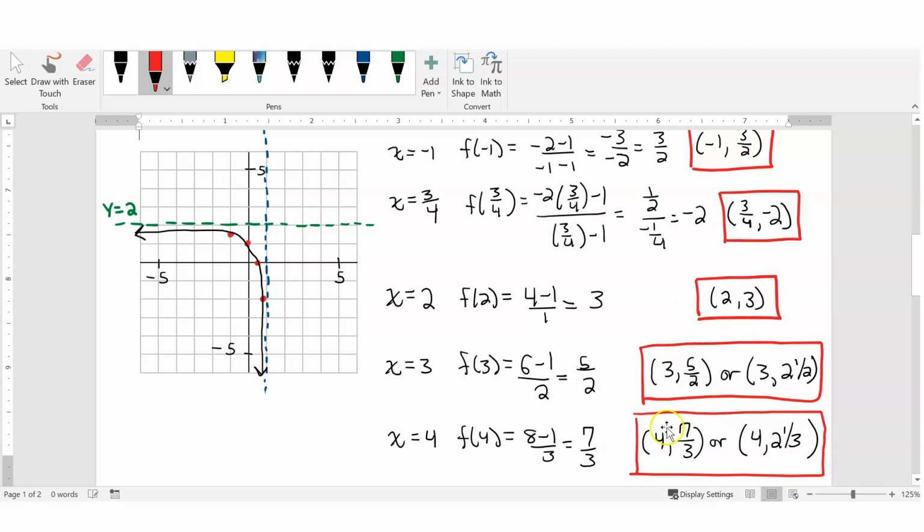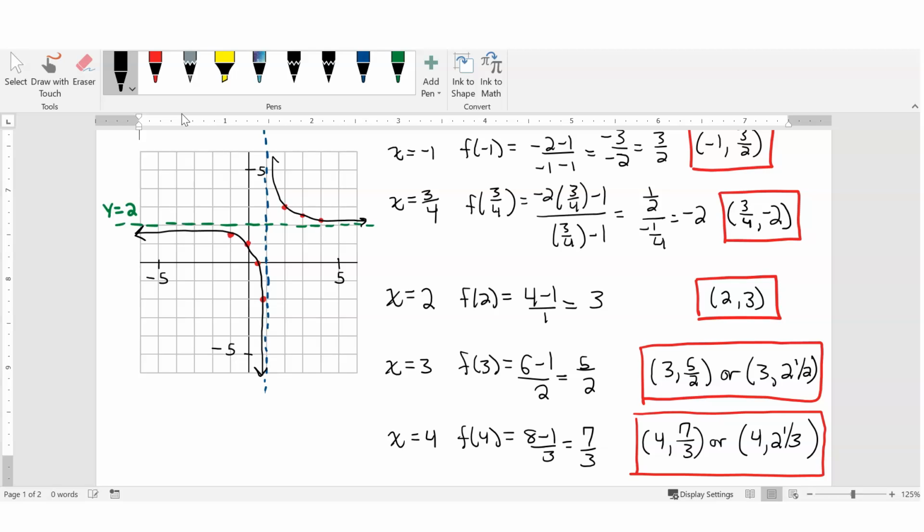Substituting the values of 2, 3, and 4 into our rational function, we get these coordinate points, and now we can complete the graph. So when x is 2, y is 3; then we have 3 and 5/2, or 3 and 2.5, which would be about here, and then 4 and 7/3, or 4 and about 2 1/3. And so we see there is that other section of the graph, and we have at least 3 points for each section.